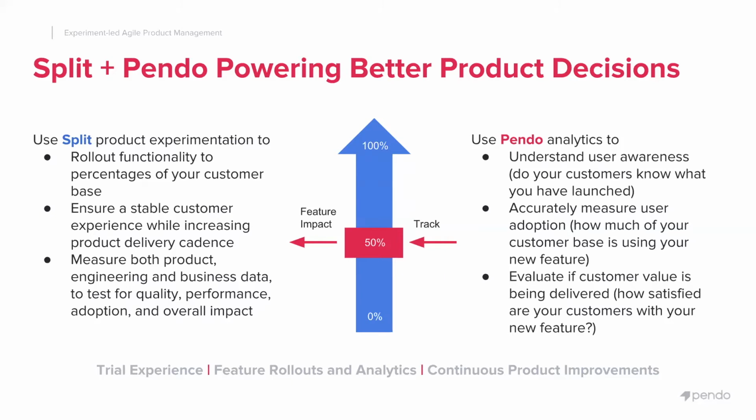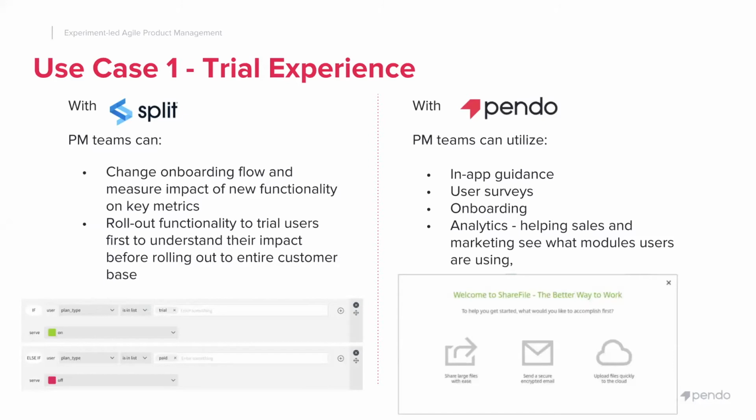We'll talk about a few different use cases here. The first one will be a trial experience, how you can talk about our 2 products. The second one will be focused on just general feature releases, rollouts, and analytics. And the third will be focused on how do you use this data to drive continual improvement across your product. So as I mentioned, the first one, we'll dive right in here, and then I'll hand it over to Shannon.